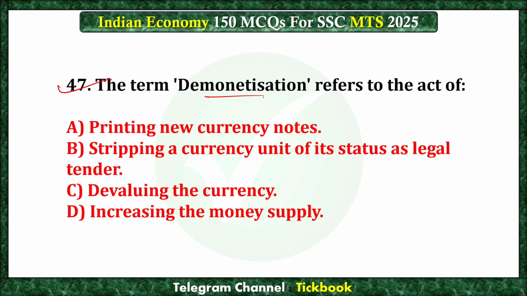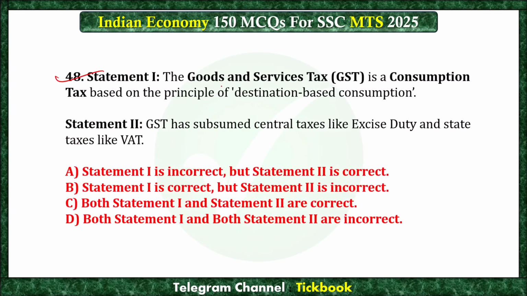47. The term demonetization refers to the act of option number B, stripping a currency unit of its status as legal tender. 48. Statement 1. The goods and service tax is a consumption tax based on the principle of destination based consumption. Statement 2. GST has subsumed central taxes like excise duty and state taxes like VAT. Number C, both statement 1 and 2 are correct.